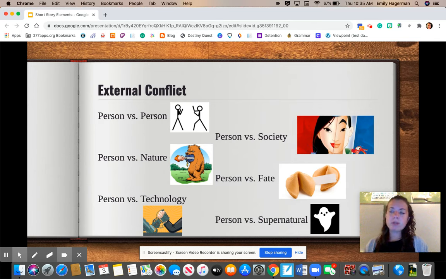And the final one is person versus supernatural. So it could literally be a ghost, or it could be just different occurrences, a werewolf, a vampire, Dracula, right? Anything supernatural outside of the natural world.